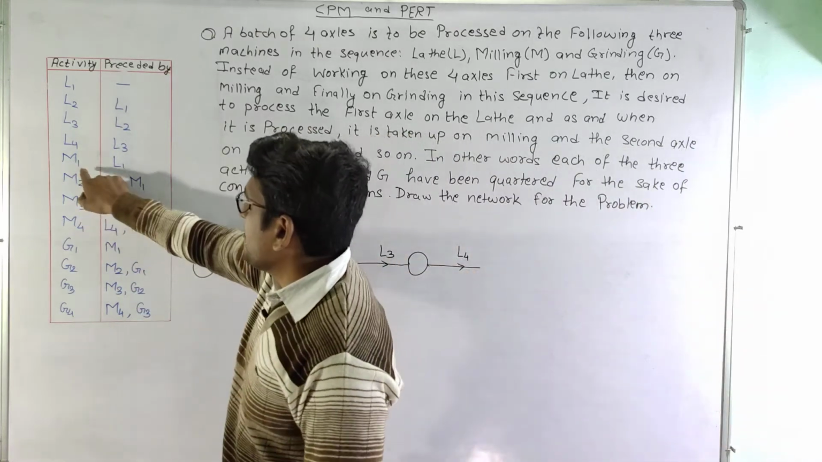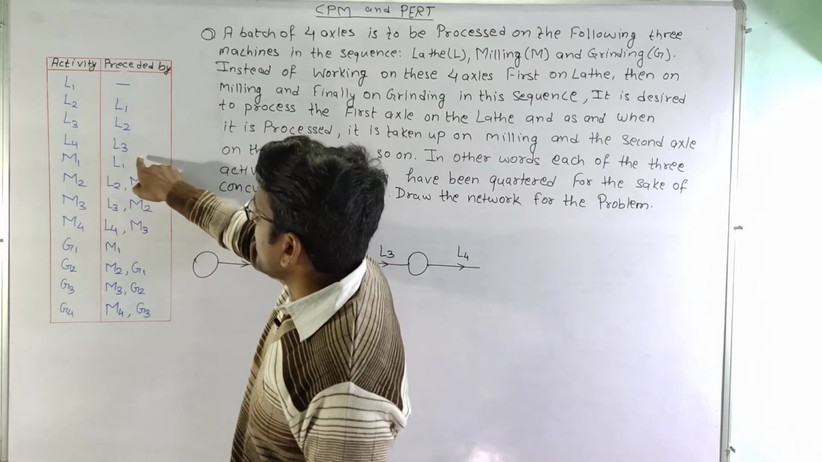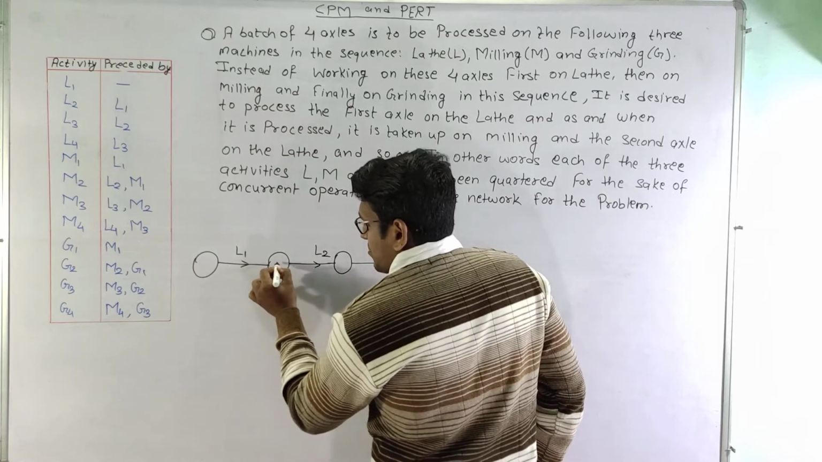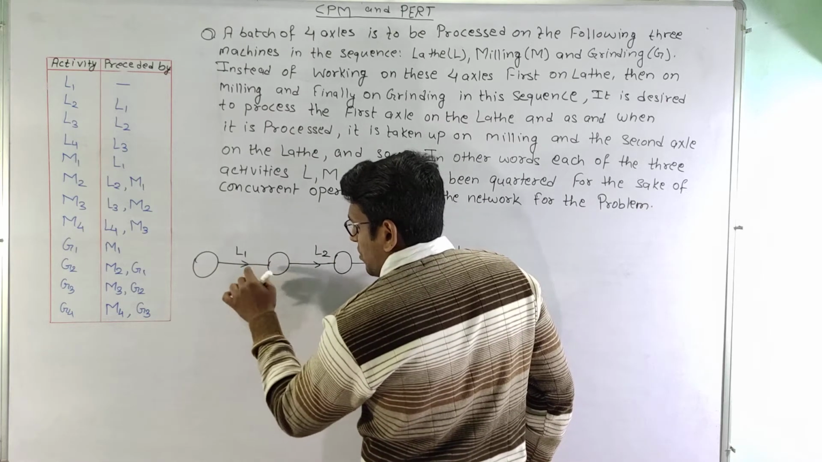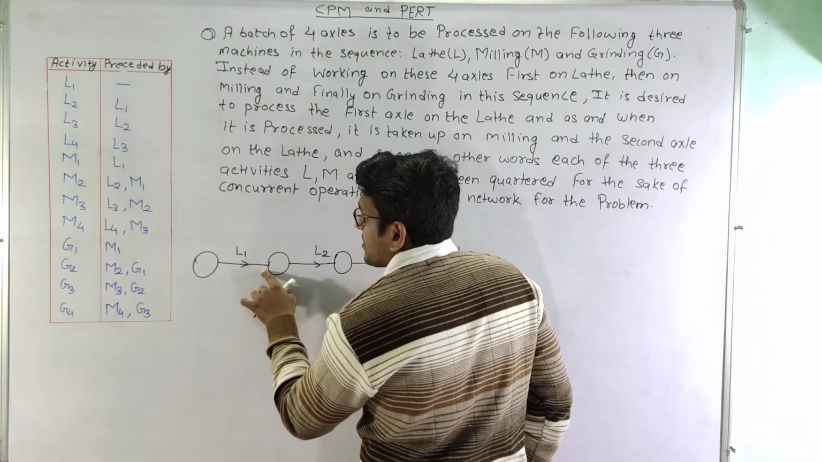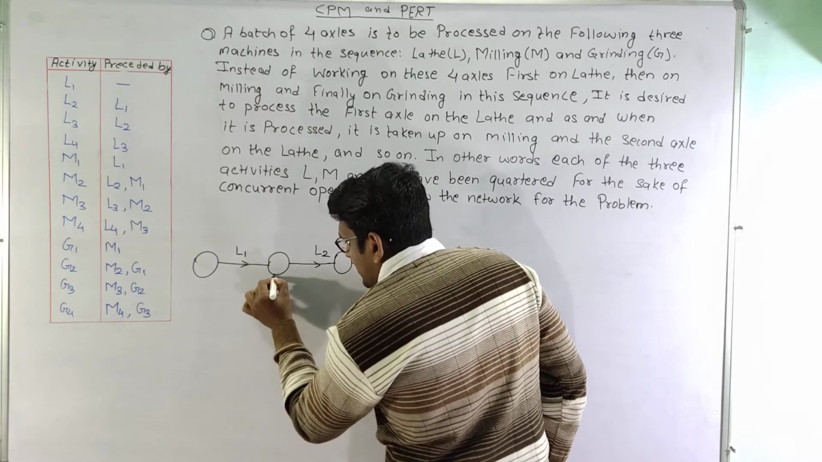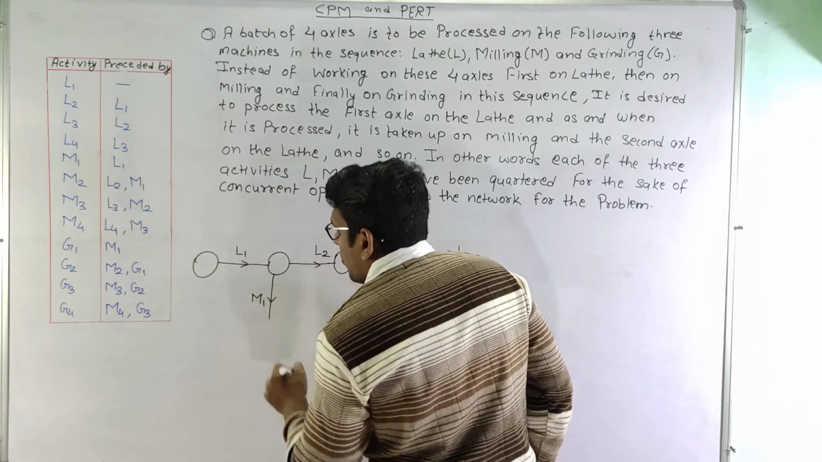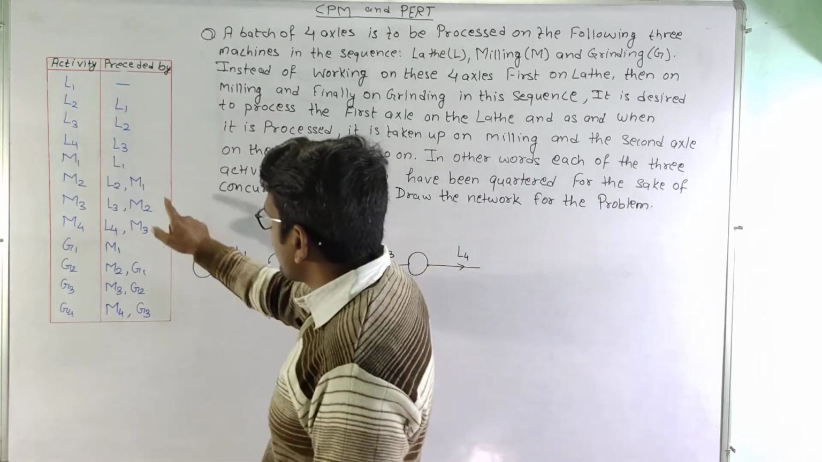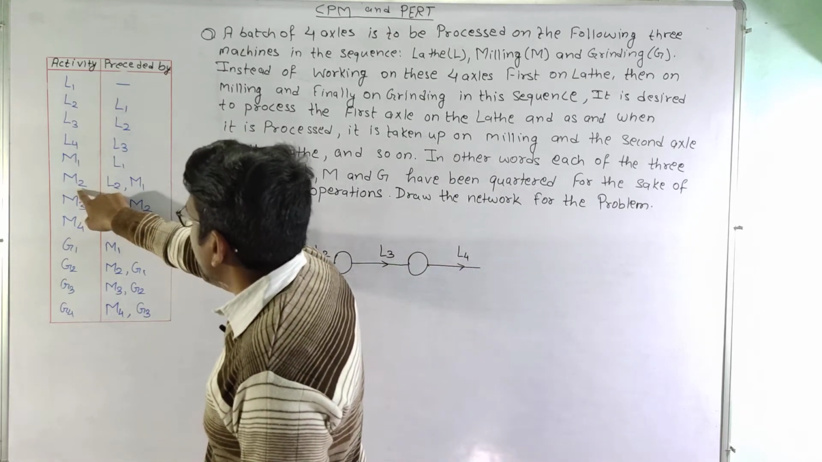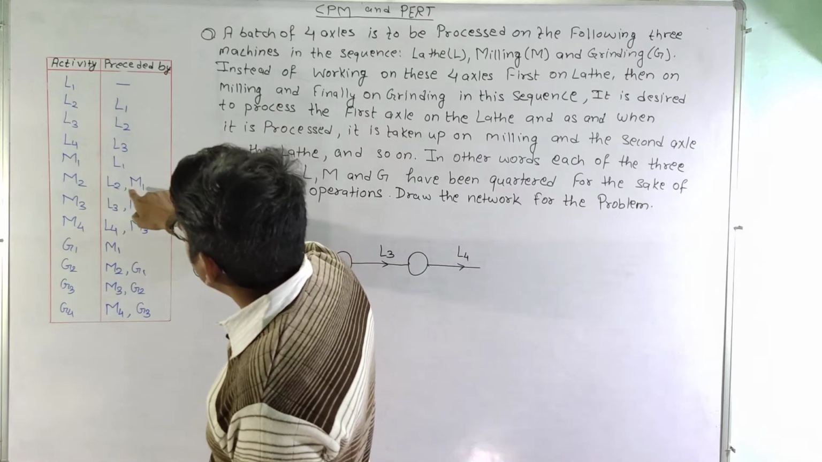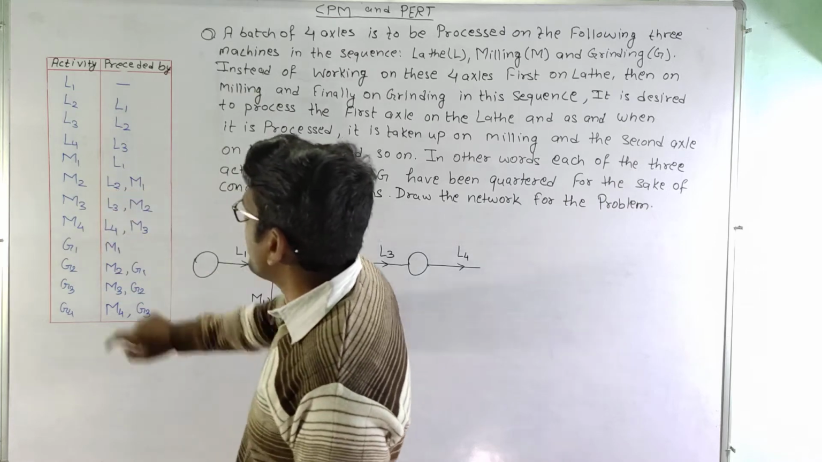Now moving on to M1. M1 is preceded by L1 only. So we can see that at this node only activity L1 is completed. So we can start activity M1 from here. So this is activity M1. Now moving on to M2. M2 is preceded by activity M1 and L2.